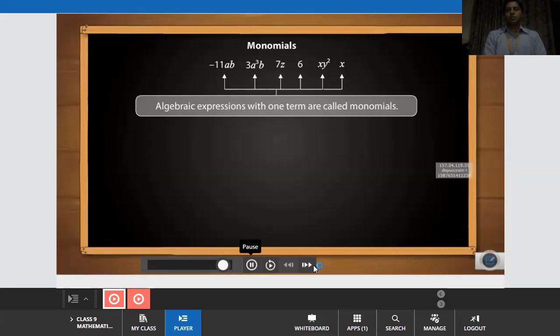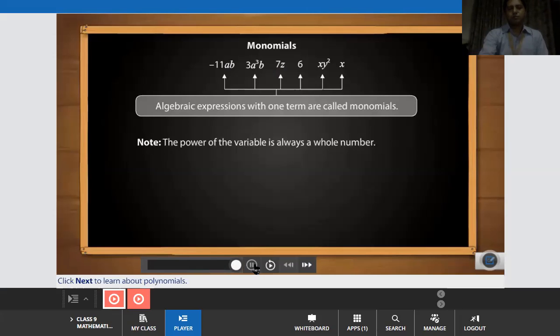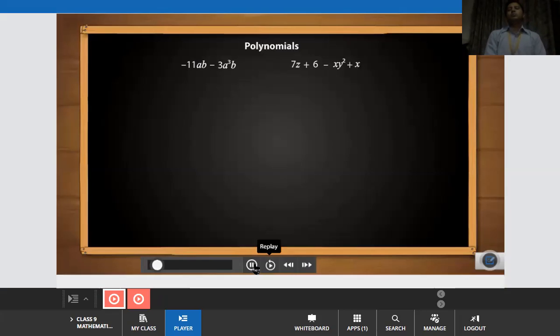An important thing to notice here is that the power of the variable is always a whole number. Let's see what happens if we add some operators to these. The most important thing to be observed here is that the power of all the variables is a whole number, that is, a non-negative integer. It could be 0, 1, 2, 3, and so on, but neither a negative number nor a fraction. The power of a variable should be a whole number.